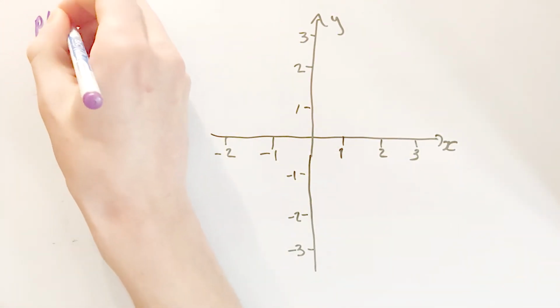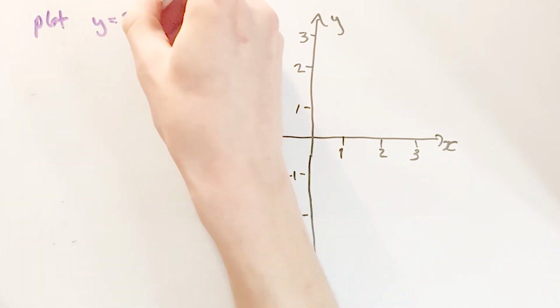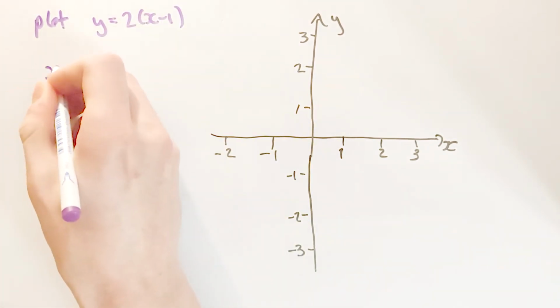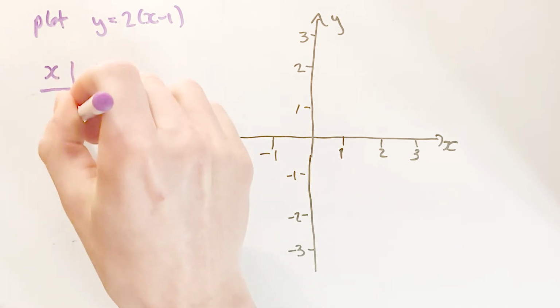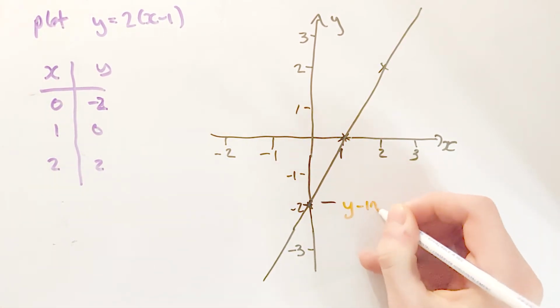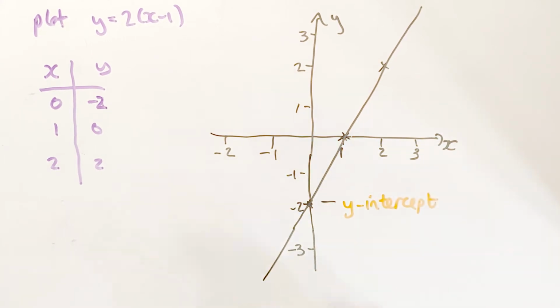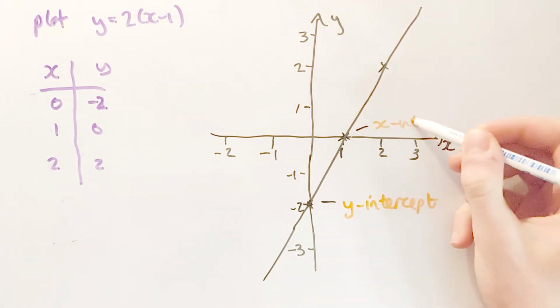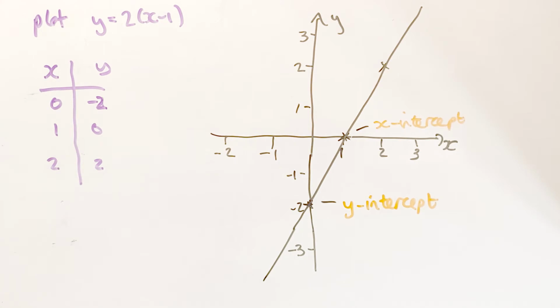We can plot any other type of line by doing a table of values. I'm going to plot the points at x equals 0, x equals 1 and x equals 2. I can then join them up to get a straight line on the graph. The point where the line crosses the y-axis is known as the y-intercept, and the point where it crosses the x-axis is known as the x-intercept.